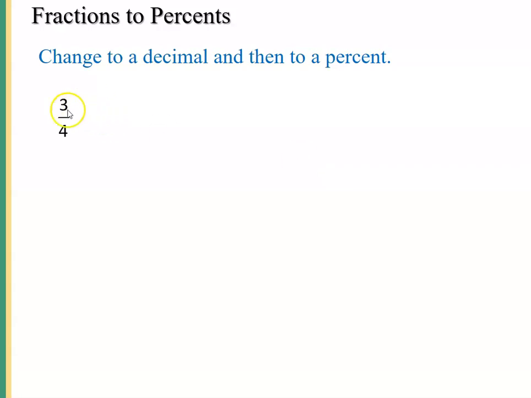How about fraction into percent? What are we going to do for that? We change it to a decimal and then put the percent. So 3 over 4: 3 divided by 4 is equal to 0.75, which is equal to 75%. 5 over 8 is equal to 0.625 or 62.5%. So after you simplify the fraction into decimal form, move the decimal 2 places, and then add the percent sign.